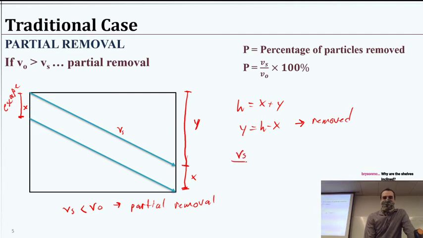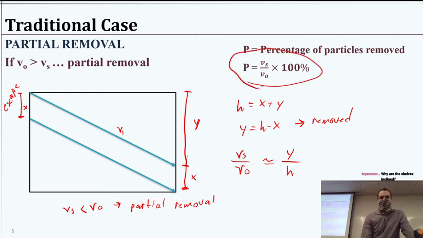So Vs divided by V naught is essentially, if we give it the same amount of time, that y term divided by h. That's a fraction, so we turn it to a percentage by multiplying by 100%. And that gives us this percentage of particles removed. If you knew the percentage and needed to know the Vs term or the V naught term, you could rearrange and solve that as well. Okay, as an example, I mentioned the 50%.